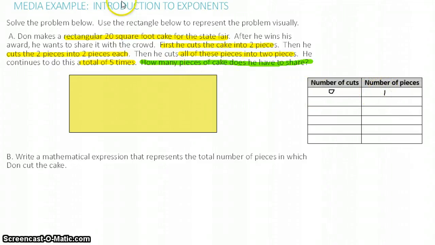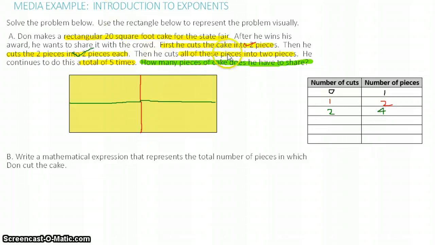Okay. So now I'm going to do the first cut. First, he cuts the cake into 2 pieces. I'll put a little check here, and these should be equal pieces, but we'll just do our best. So after 1 cut, there are 2 pieces. Then he cuts the 2 pieces into 2 pieces. So these are 2 pieces. Let's cut them each into 2 pieces. So now that's in 2, and this is 2. Check that off. And after 2 cuts, we have a total of 4 pieces.